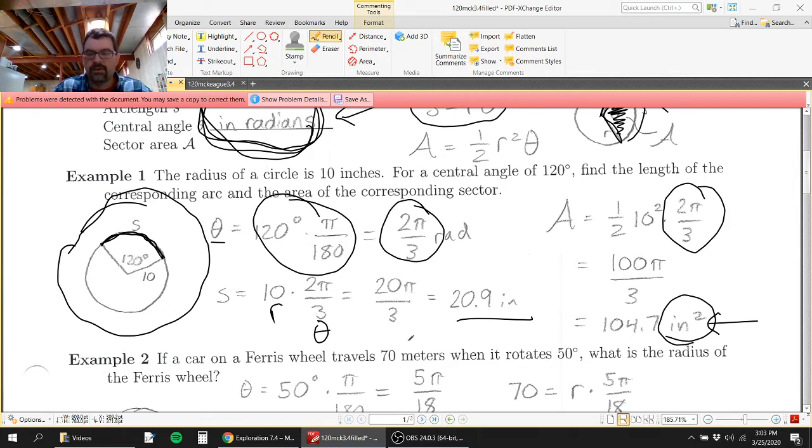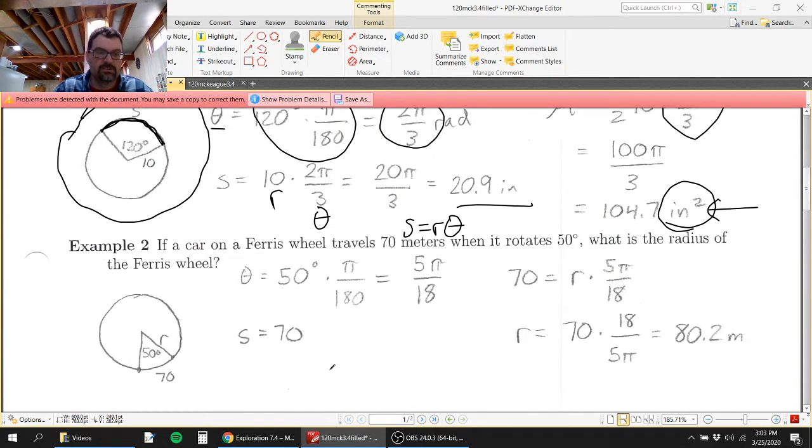So s equals r theta is about as nice as an equation gets. All right, it has 3 variables, so if you know 2 of the 3, you can figure out the third. All right, so we have a Ferris wheel. When it rotates 50 degrees, a car goes around 70 meters. So in other words, it traces out a circular path that is 70 meters long. So that's this sort of idea. The Ferris wheel rotates 50 degrees, and a car on the outside of this circle then travels 70. So in other words, s is 70, and it's in meters.